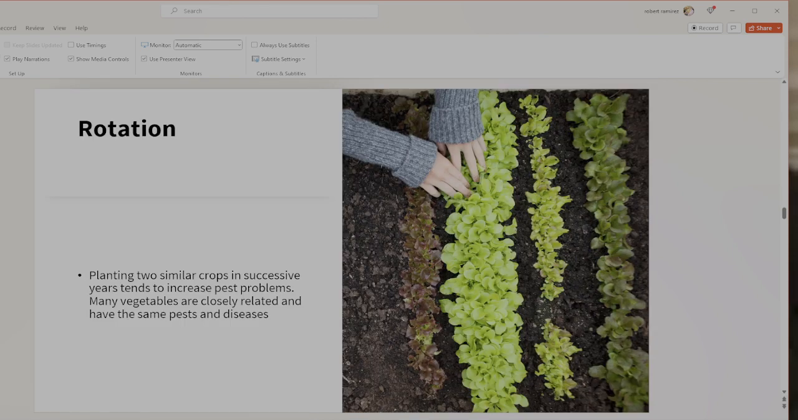Rotation. Planting two similar crops in successive years tends to increase pest problems. Many vegetables are closely related and have the same pests and diseases.